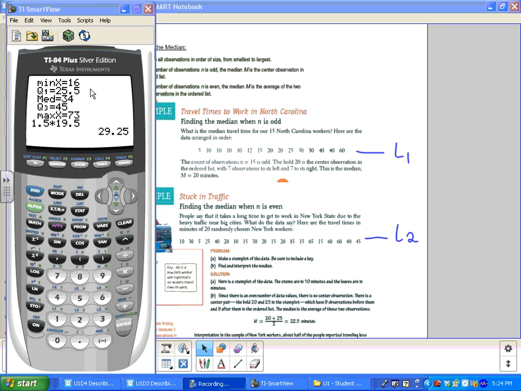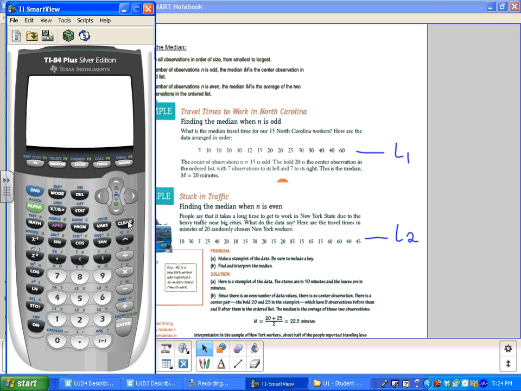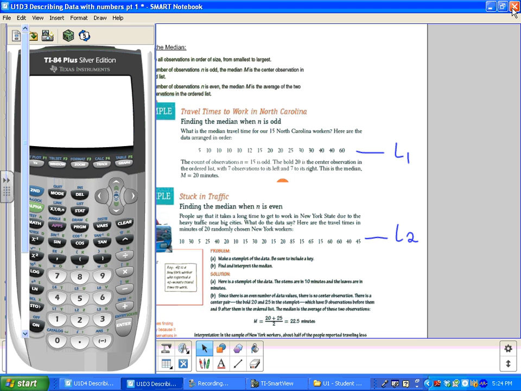Okay, so here I've taken and I've put all this data in my calculator. So I'm going to get rid of this. I don't need that anymore.